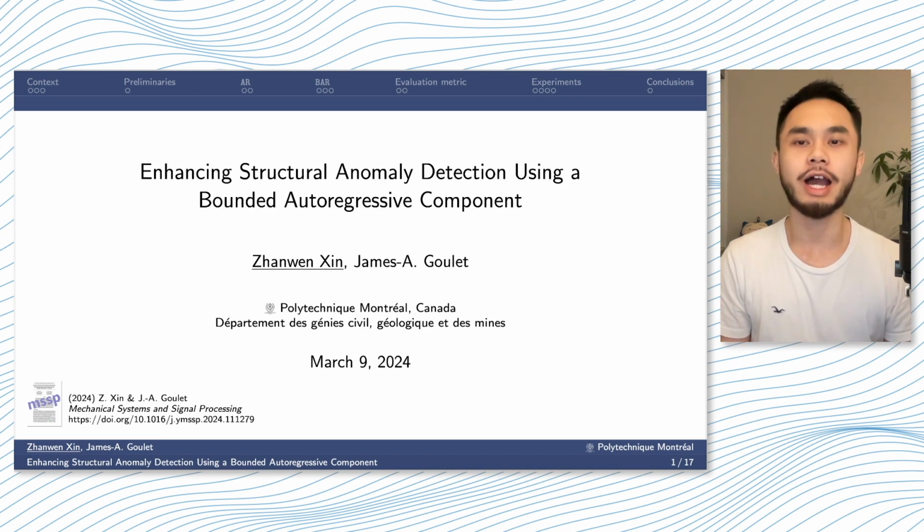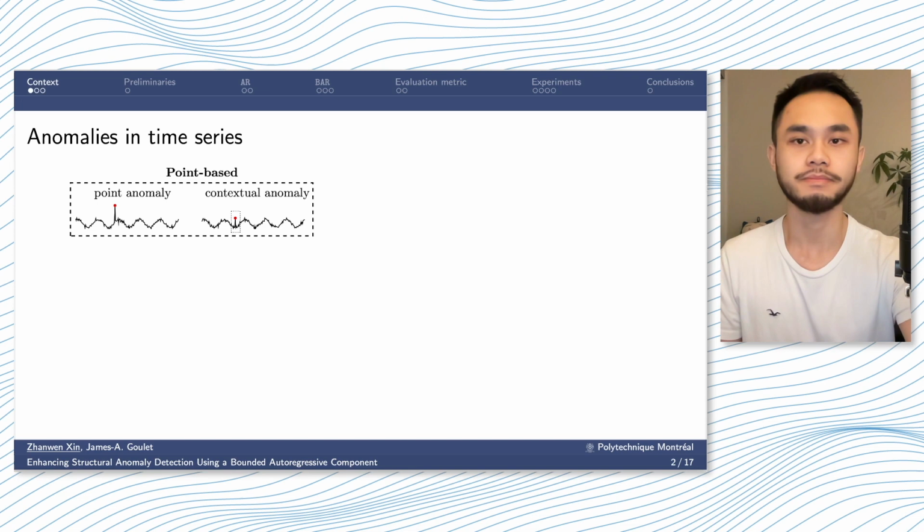In today's talk, I'm going to present how to enhance structural anomaly detection by using a bounded autoregressive component in the framework of Bayesian Dynamic Linear Models. This work has been recently published in the Journal of Mechanical Systems and Signal Processing by Professor Goulet and me.